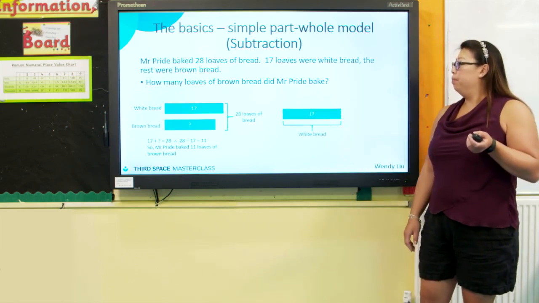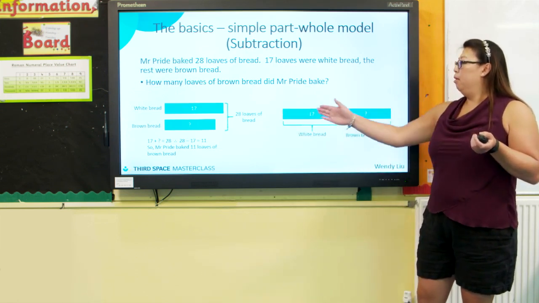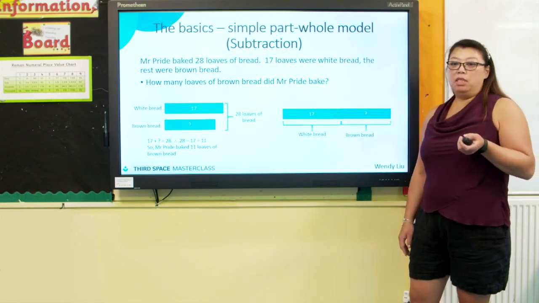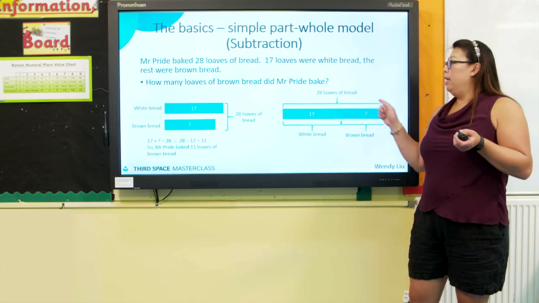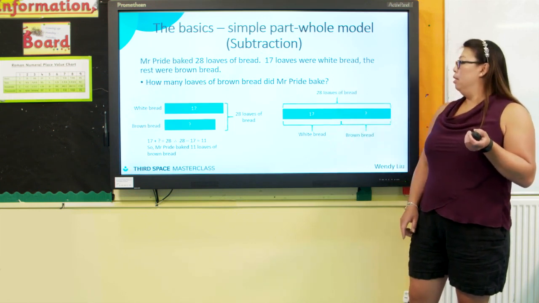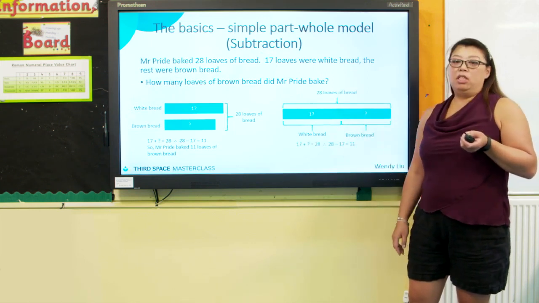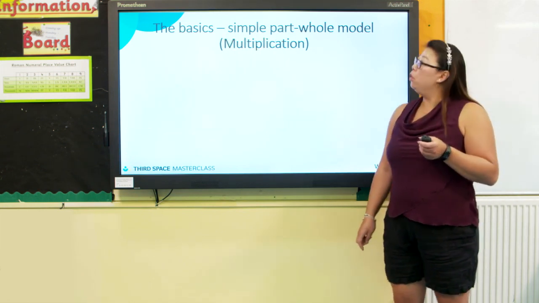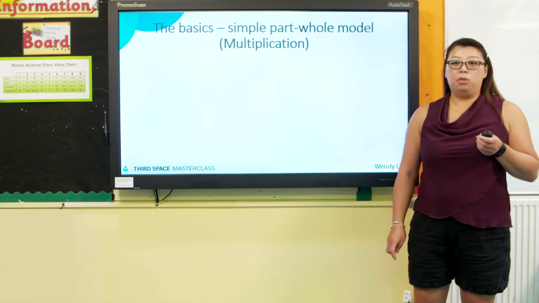Another example would be the whole bar. So 17 white bread, unknown quantity of brown bread, 28 loaves of bread altogether, and again, the equation is the same. Okay, so let's move on to the part-whole model with multiplication.